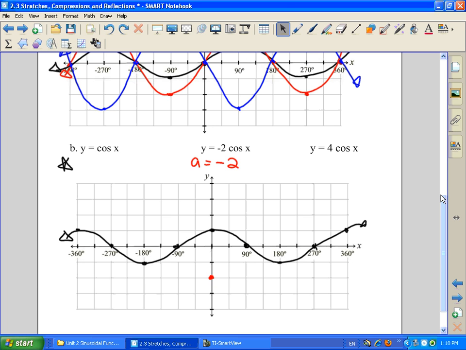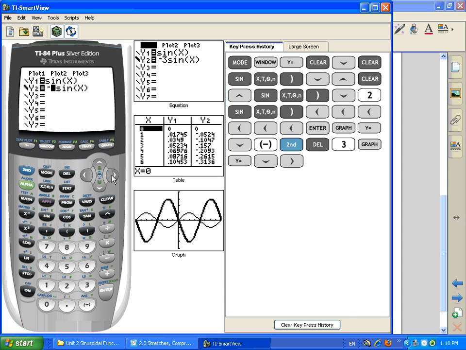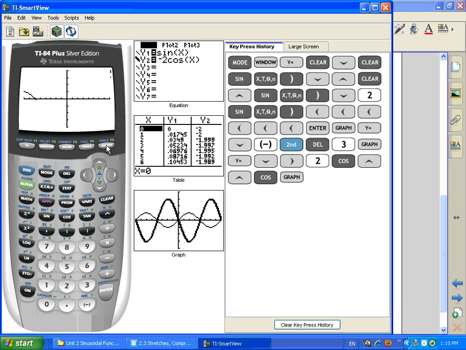Let's use a graphing calculator to show that, folks. So go to y equals, clear your second function, and change that to -2 cos x. Go up to the first one and change it to cos x. Okay, so has everybody got those ready? Okay, press graph. Here's our parent function, cos x.